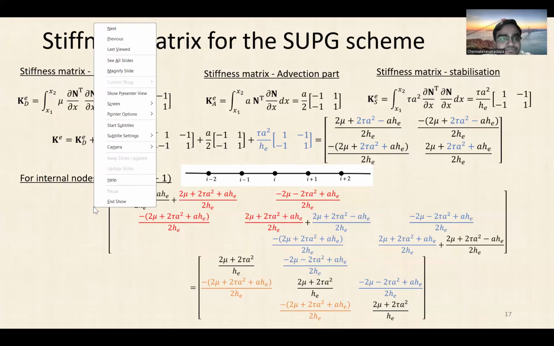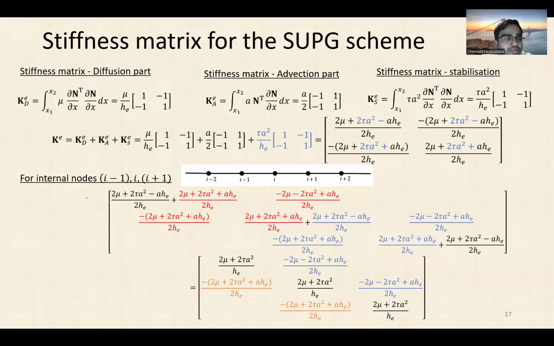So this is the I minus 1 row, this is the Ith row, this is the I plus 1 row, and this is the I minus 1 column, this is the I column, and this is the I plus 1 column. We're looking at three rows and three columns corresponding to the nodes I minus 1, I and I plus 1.